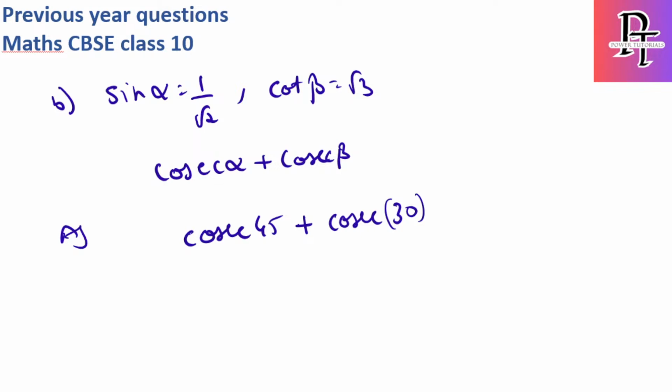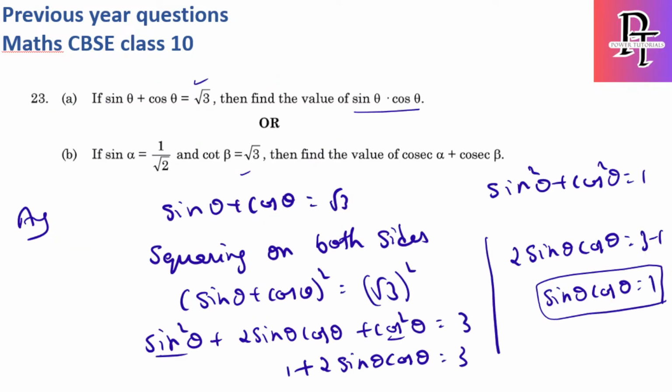So let's see whether they are cosecant and cosecant. Yes, both are cosecant. Cosecant 45 is root 2. Cosecant 30 is 1 by 1/2, which is 2. So the final answer is 2 plus root 2. Let's see the next one.